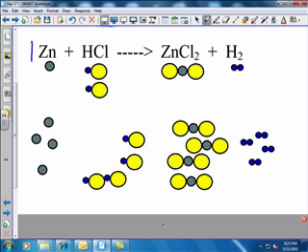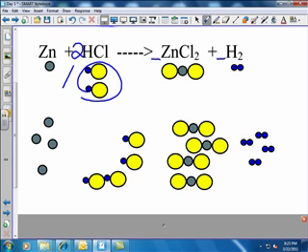So I have one zinc, but we never write the number 1. 1 is always understood, so I'll never write that. I have two HCl's, so I'll put a 2 in front of that. I have one ZnCl2 and one H2, but I won't put 1s in there because those are understood.